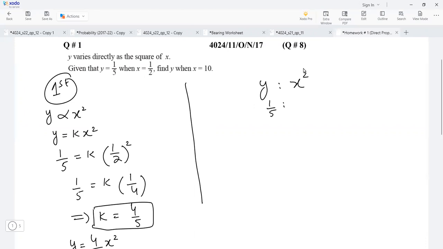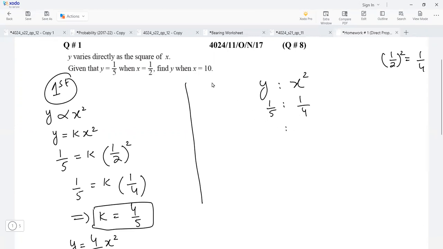Actually we have written x squared, so the value of x must be squared. What is 1 by 2 squared? We do it in rough work. 1 by 2 squared is 1 over 4. So we can write 1 over 4, meaning when the value of y is 1 over 5, at that time the square of x is 1 over 4.